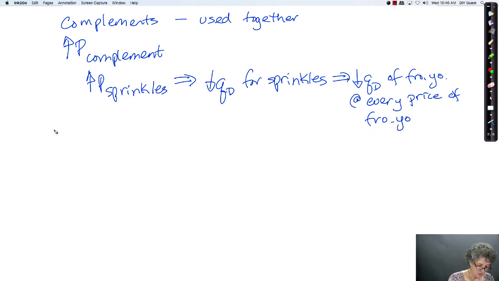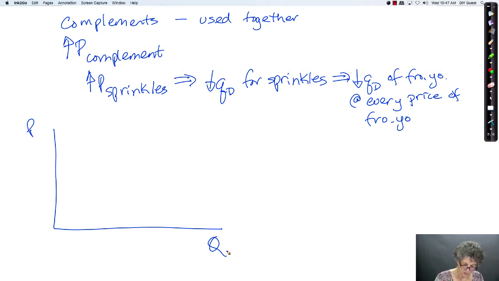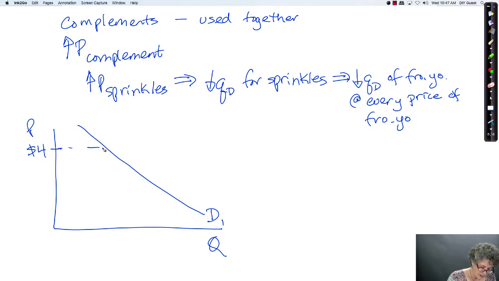So once again, let me show that in a picture. Price on the vertical, quantity on the horizontal. Here's my initial demand curve, D1. It costs more for the sprinkles, and so at a price of, say, $4, instead of the old quantity demanded at that price of $4, now I don't want to buy as much frozen yogurt.